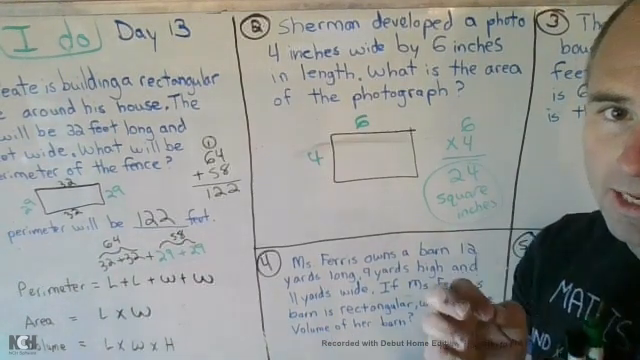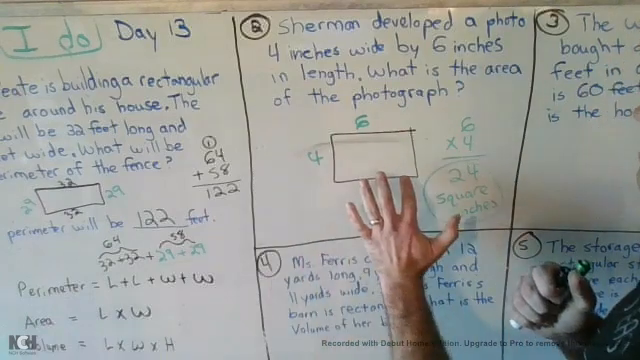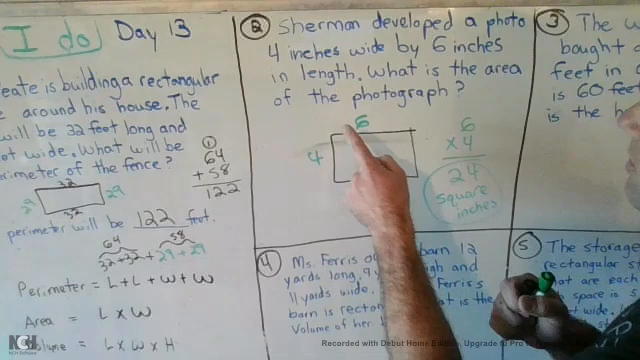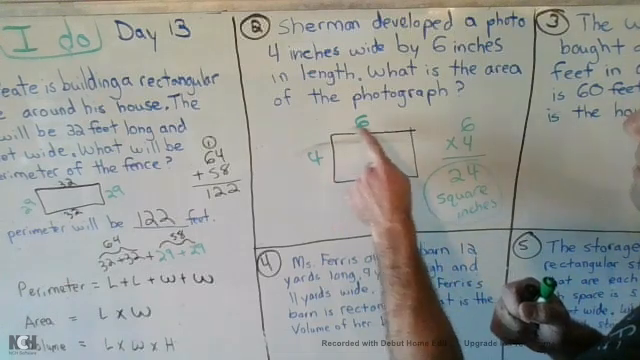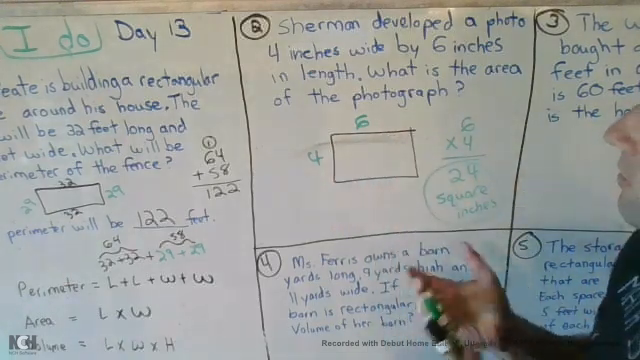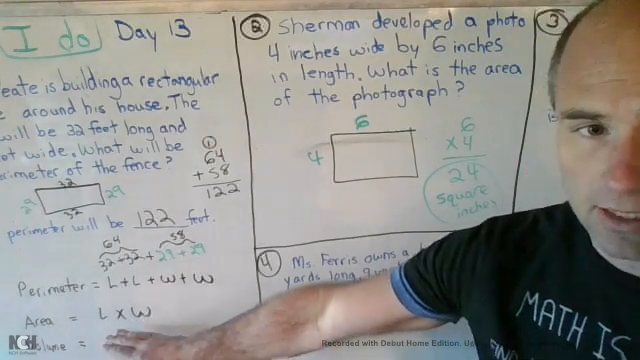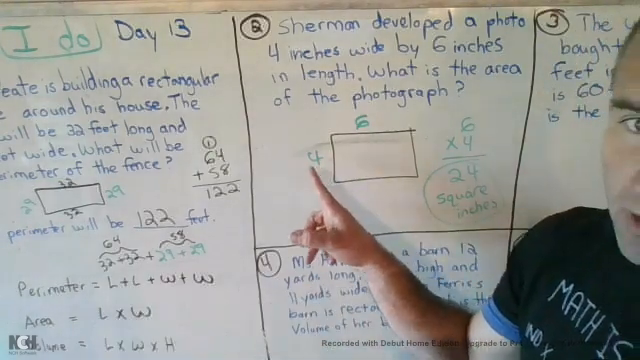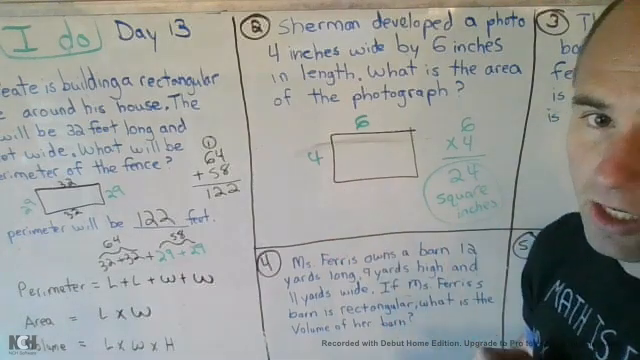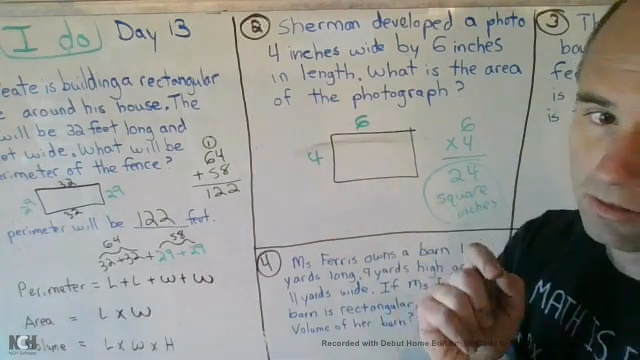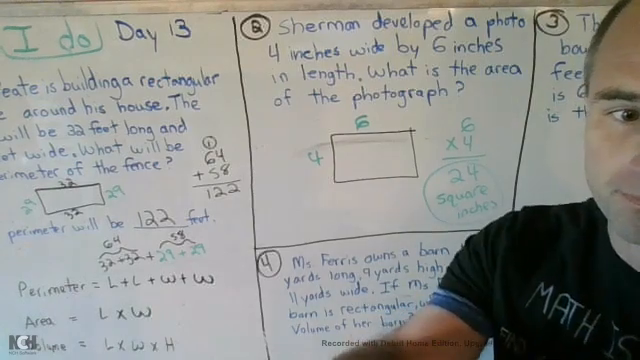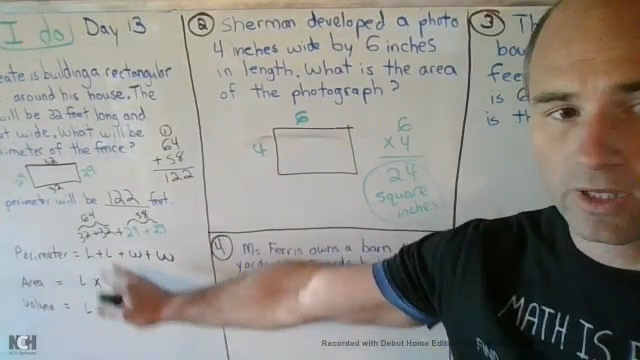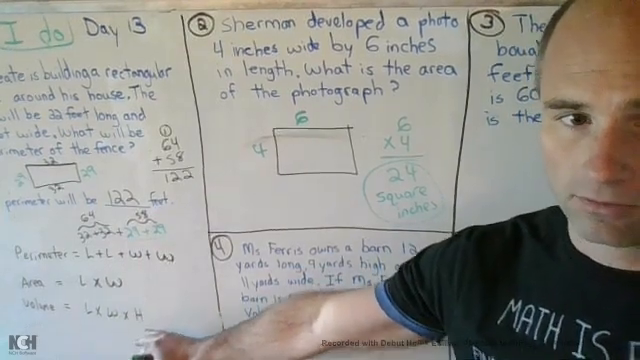All right, and we're back. So I made a box. That's my photo, I could call it. Okay, it's 4 inches wide and 6 inches long. So to find the area, just like this formula says, is length times width. Length times width will give me my area of 24 square inches. Okay? If you have not recorded down those formulas yet, please do so now.